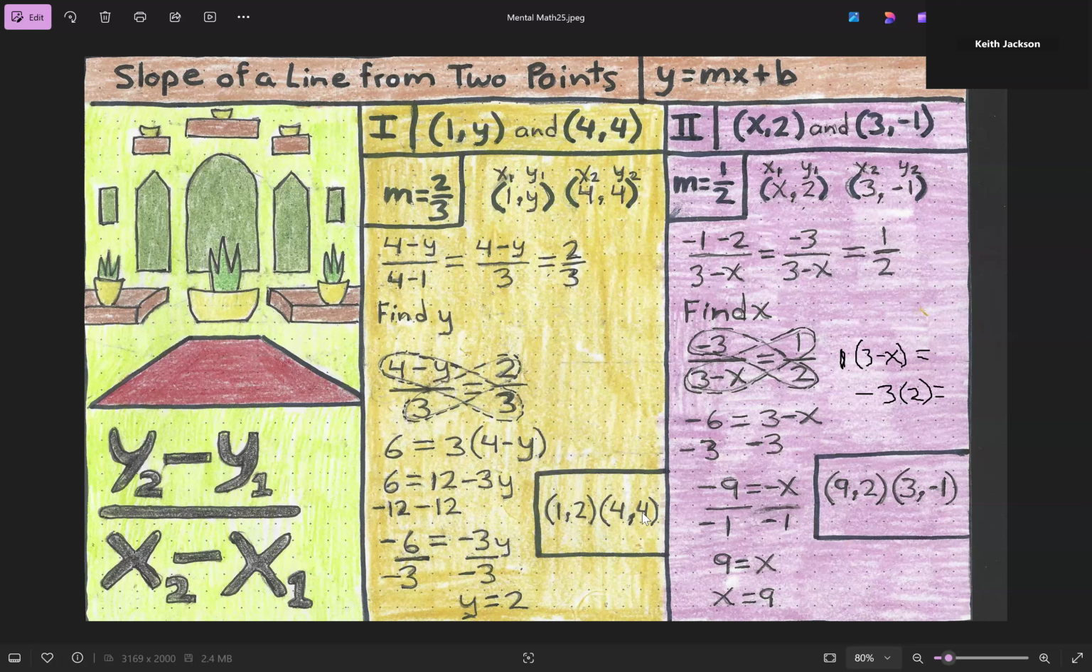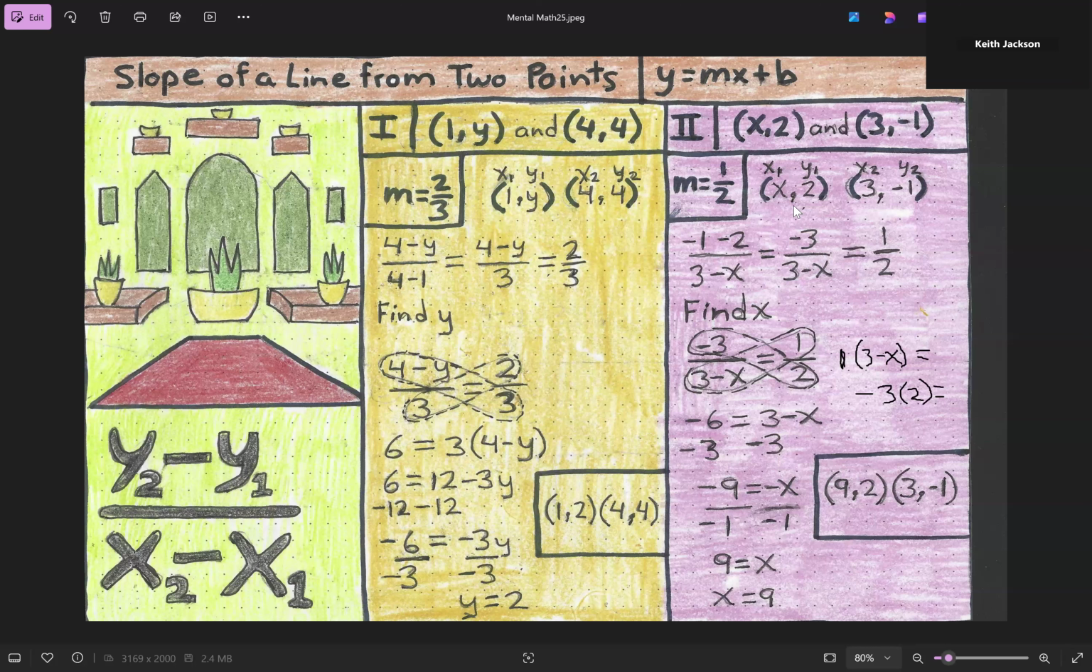And so now our 2 points that we can connect that will make our slope of 2/3 are 1 comma 2 and 4 comma 4. All right, let's go to big example 2, in which we have x comma 2 and 3 comma negative 1. And we want to find what number is hiding behind x.